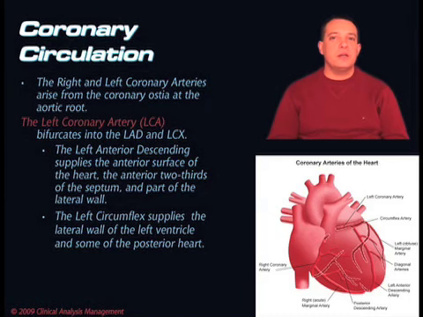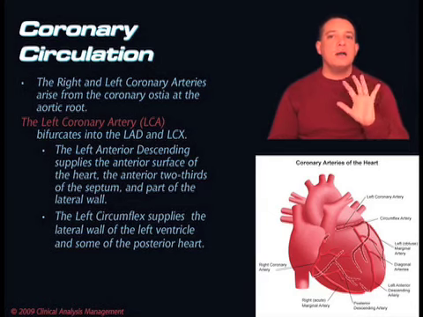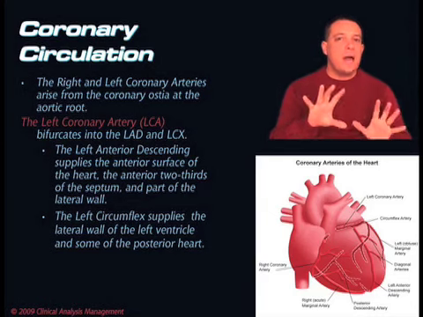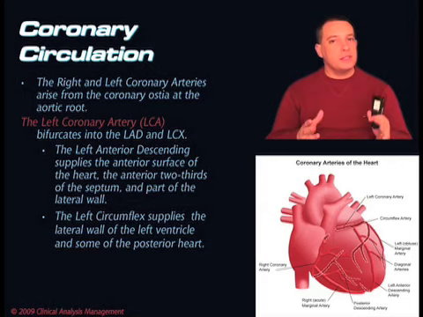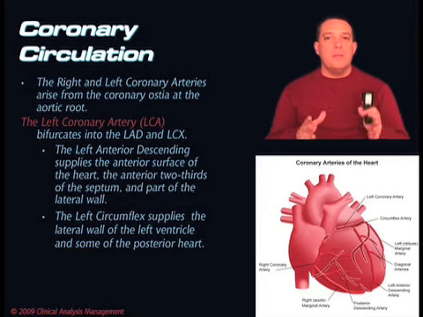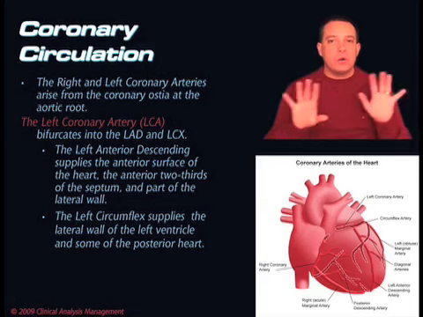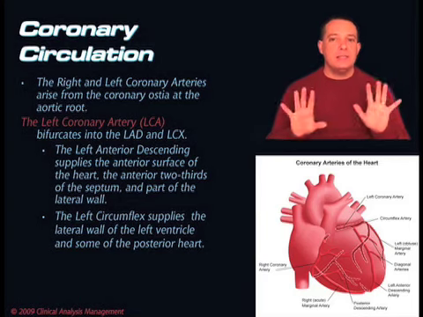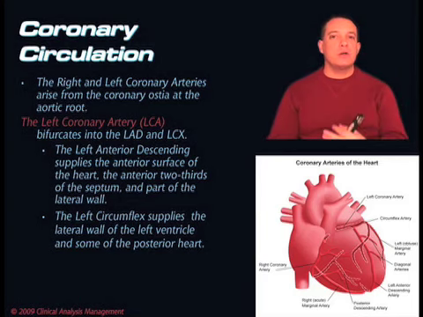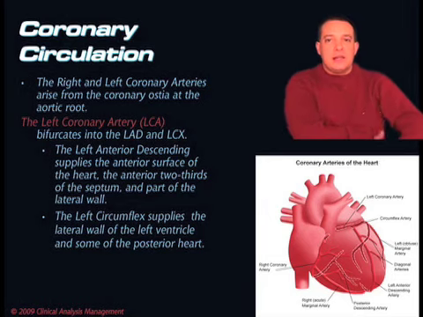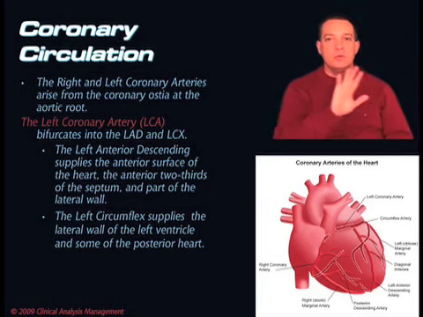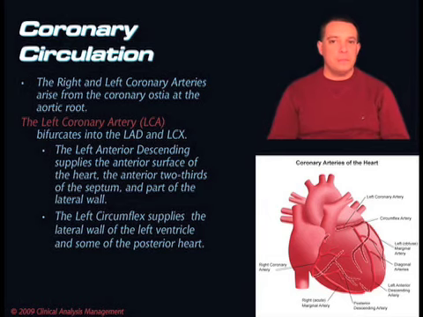Now, in addition, in a certain subset of the population, in a significant amount of the population, roughly about 49%, the circumflex actually wraps all the way around and supplies the vast majority of blood to the back of the heart. Now, it depends on the book you read. Some books say 49%, some books say 40%, but we could say roughly half. Roughly half of people in the U.S., the vast majority of the posterior part of their heart is actually supplied by that circumflex. So if we lose the circumflex, if we have a blockage, not only do we lose that left lateral ventricle, but we also lose the posterior surface of the heart as well.